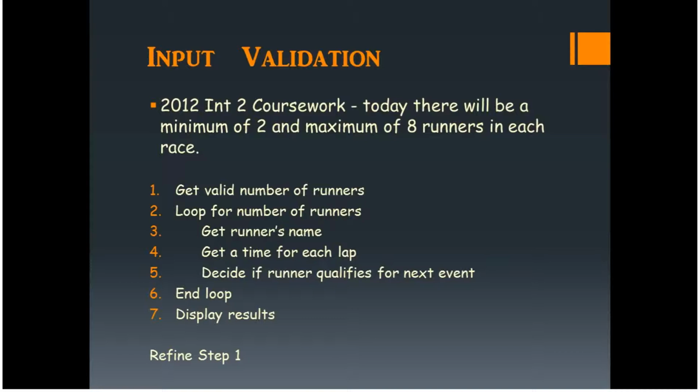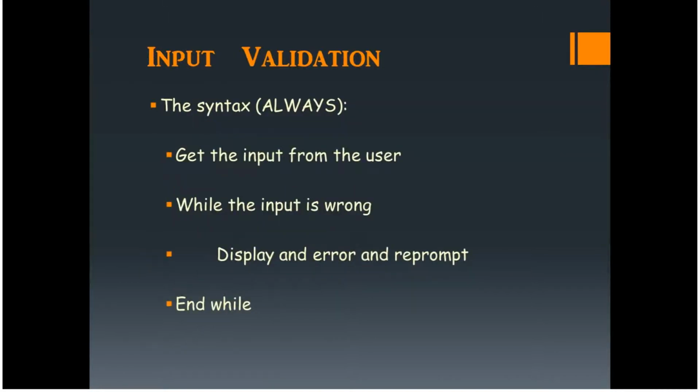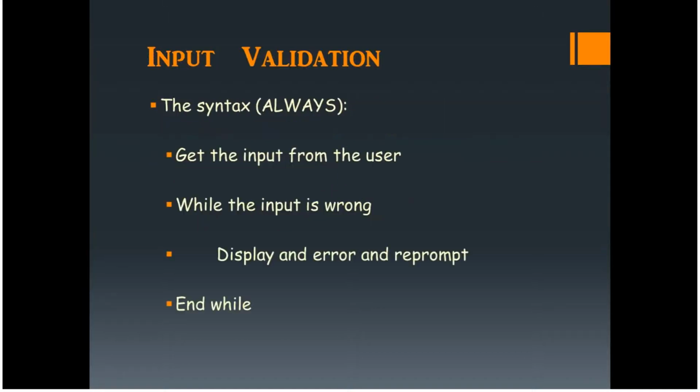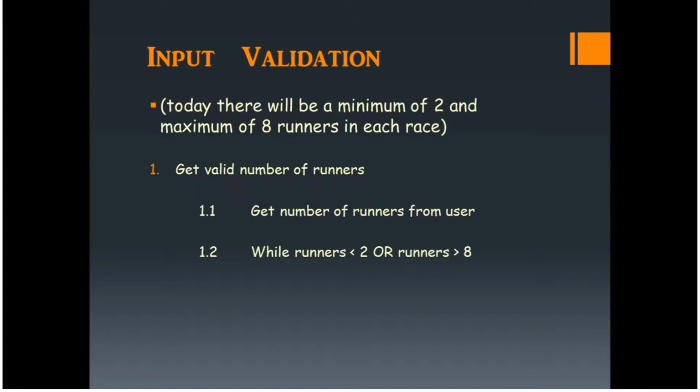So we need to refine step 1. So here's the rules again. Get the input from the user. So how do I write that as a refinement? Well, 1.1 is get number of runners from user. Dead simple. Next one is while the input is wrong. So I've got my range is 2 and 8. So I need to look at that range. It's 2 conditions because I've got 2 numbers. So what we get is while runners is less than 2 or runners is greater than 8.